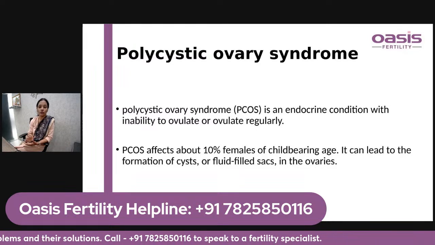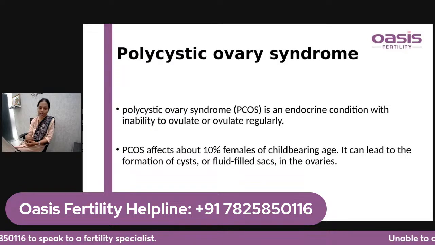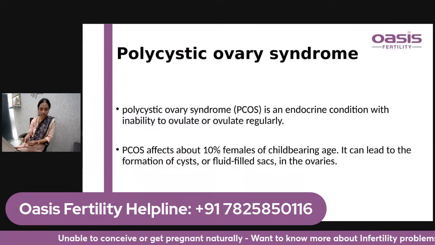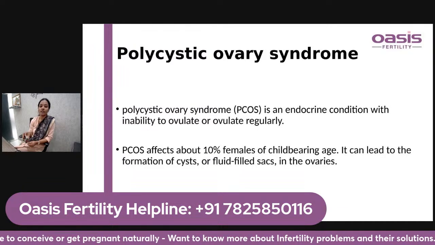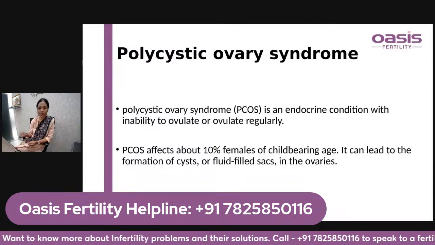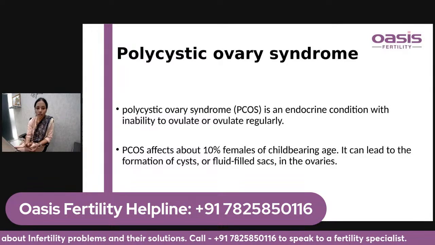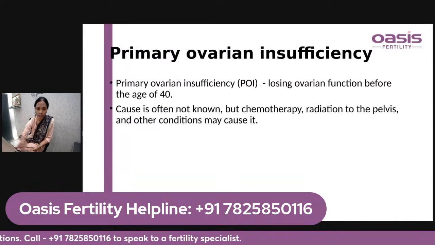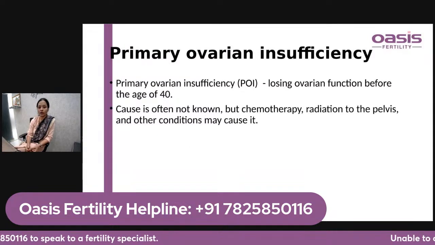Almost 10 to even 20% of women who come for infertility evaluation show polycystic ovaries. Polycystic ovary syndrome doesn't mean there are cysts in the ovaries; it is a misnomer. Usually there are more fluid-filled sacs, or follicles, in the ovaries, the ovarian volume is high, and there is irregular ovulation. Another major problem could be that the ovary is losing its function.